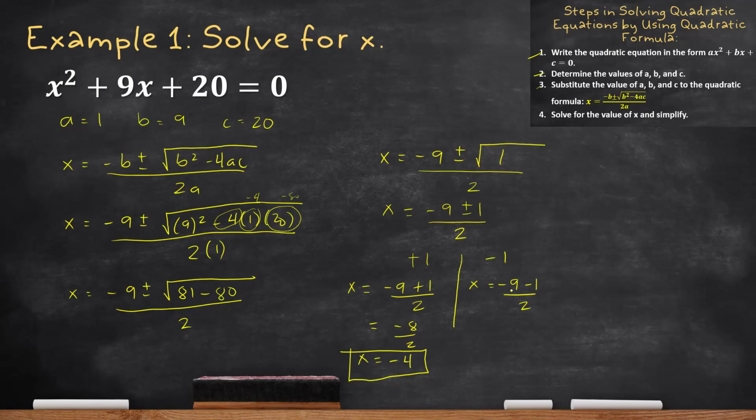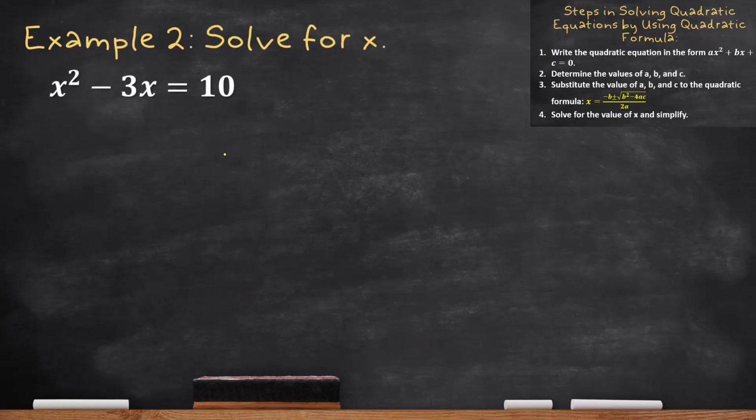And here we have negative 9 minus 1, same signs, add. So we're going to have negative 10 over 2. Then simplify, negative 10 over 2 is equal to negative 5. So therefore, ito na yung values ni x. Negative 4 and negative 5. Okay?